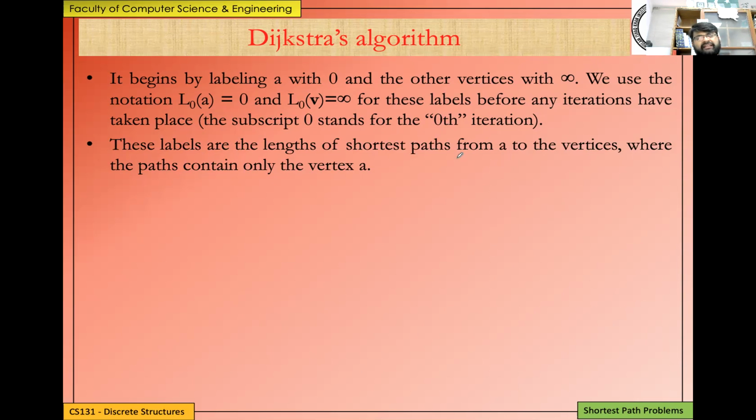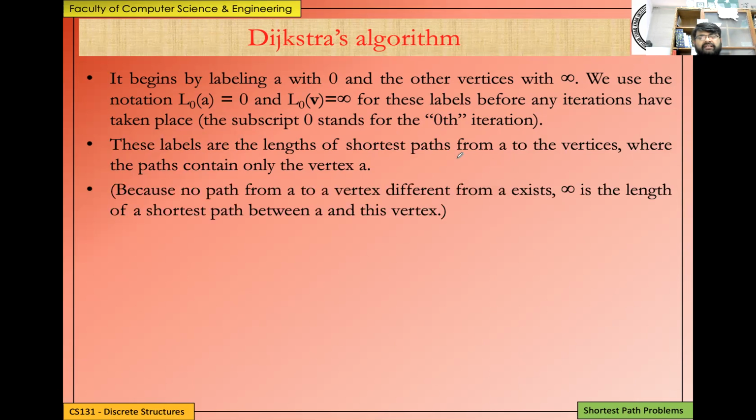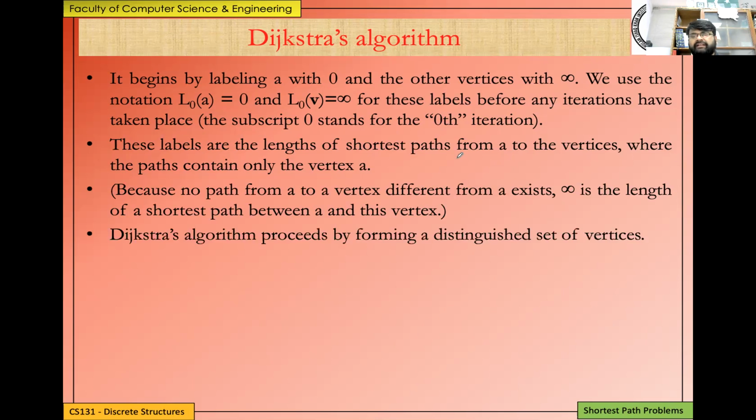These labels are basically the length of the shortest paths from A to the vertices, where the paths contain only the vertex A. So initially, of course, the only vertex that is contained is A. We start with that. Because no path from A to a vertex different from A exists, infinity is then the length of the shortest path between A and every other remaining vertex.